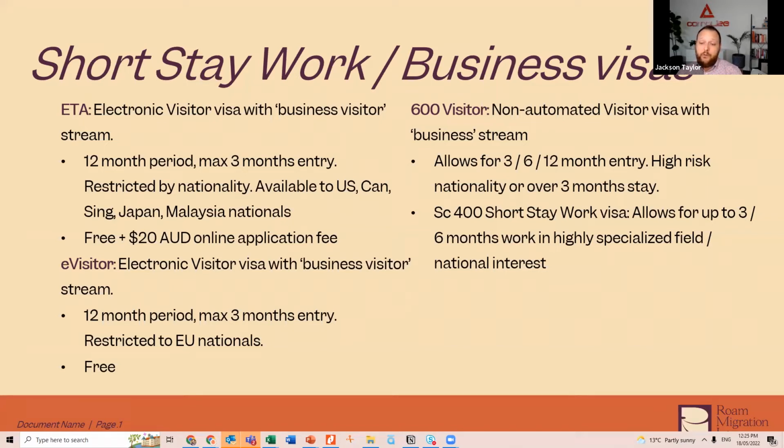Now, it appears there is a dot point, but the subclass 400 short stay work visa, it's the last dot point there. We've spoken about this already. It is actually a work visa. Okay, so the difference is the other 3 are business activities only. The 400 is for highly specialized, non-ongoing work, most typically.